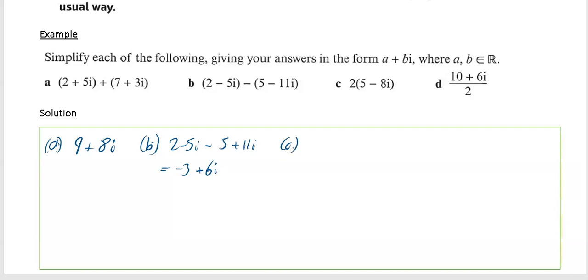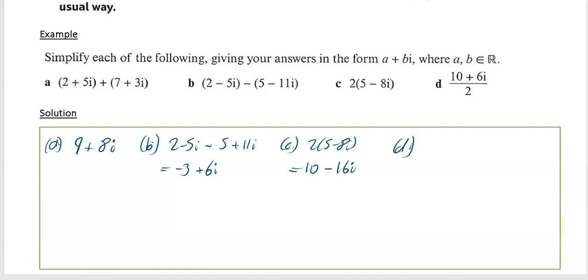Okay, the next thing we're doing is multiplying. This isn't multiplying by a complex number, this is multiplying a real number by a complex number. So it's just 2 times 5 minus 8i. And when you do that, 2 times 5 gives you 10. 2 times the minus 8i gives you minus 16i.